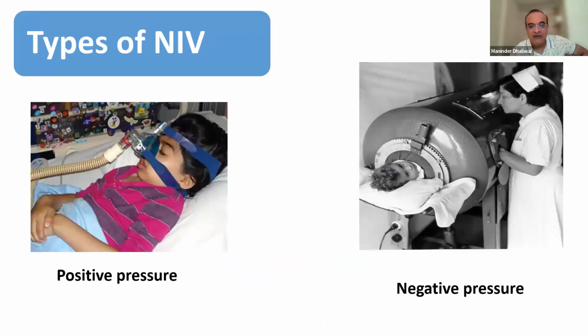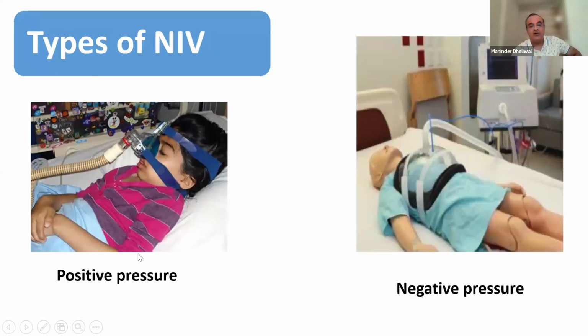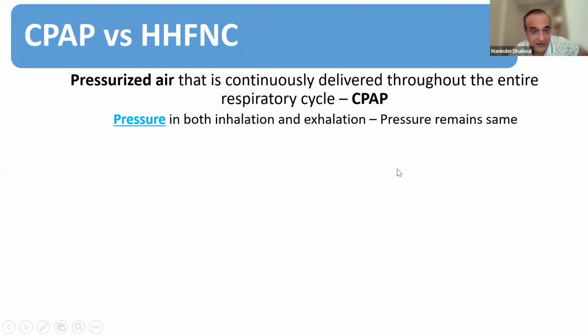So the types of NIV: the earlier ones were the negative pressure ones called the iron lung, which are obsolete. And the newer ones are like this, a nasal NIV. It gives a nasal support. So positive pressure ventilation. Or there are newer types, but we don't use them anymore. We don't have them in India.